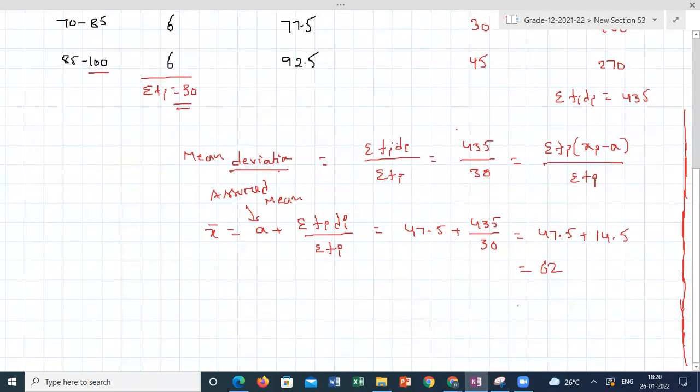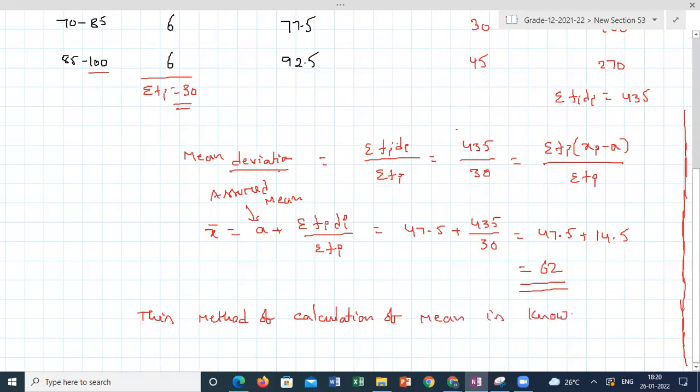Is it clear, students, how to do the assumed mean method? If I am solving this question, this method of calculation of mean is known as the assumed mean method. Is it clear, students?